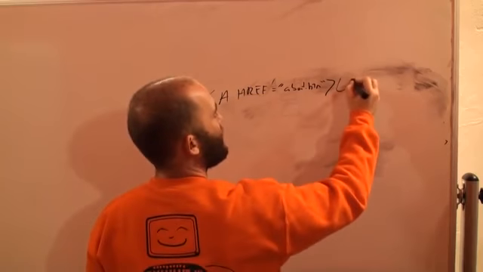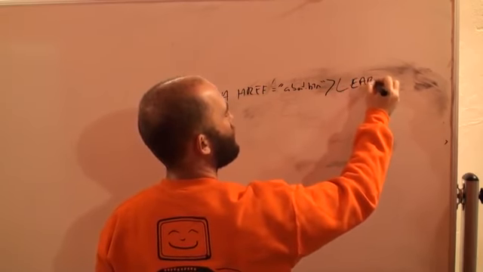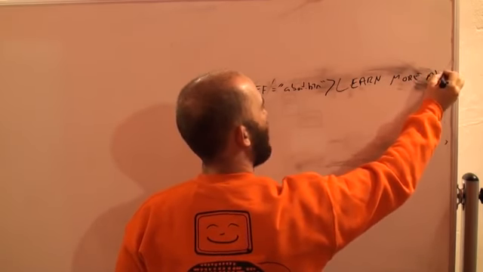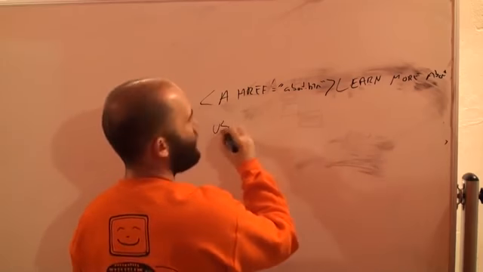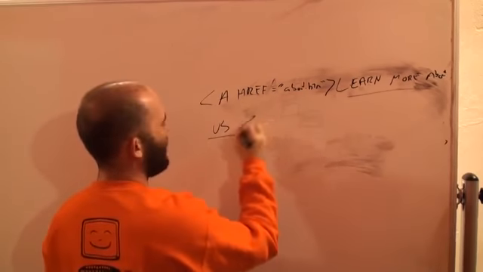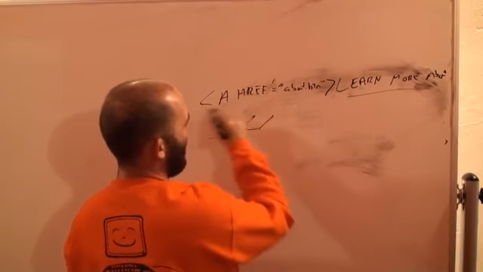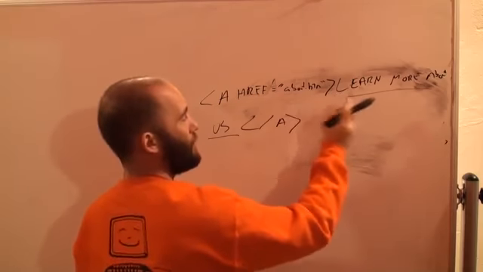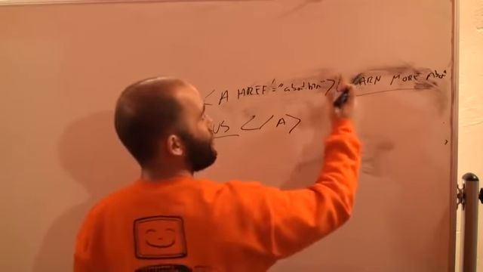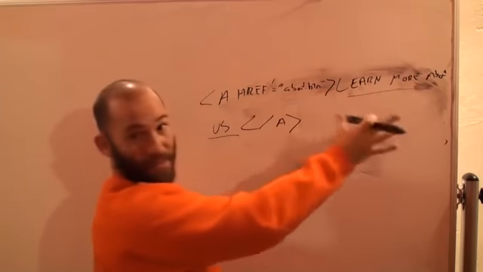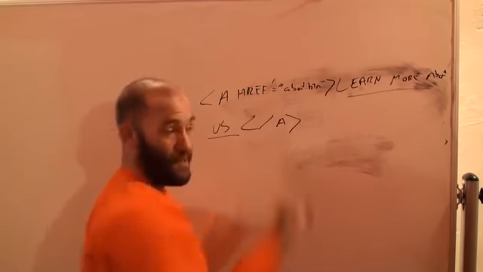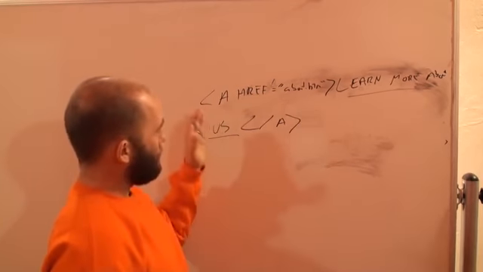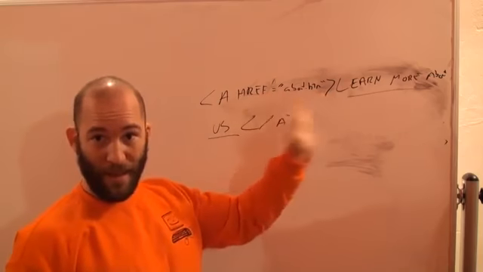So if you want to say learn more about us, then all this text will turn into the hyperlink, and then you just close the href with the /a. So this opens the hyperlink. You then put whatever you want the hyperlink to be in the middle of this tag, and then you close it. It's that simple.